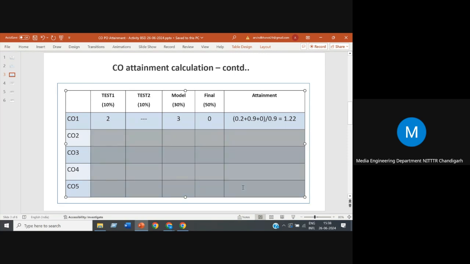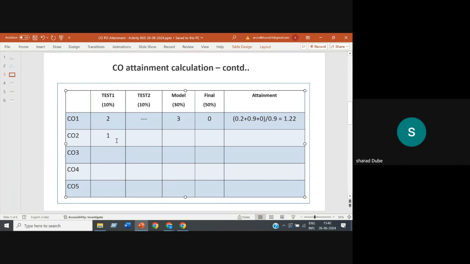I will be waiting for maybe 5 minutes again to complete this table. So the second one, CO2, is coming as 1.83. Okay, so what will be written here? 1, dash, dash, dash. Next 0. Next 2. Overall, 0.1 plus 1.1, finally 1.83.